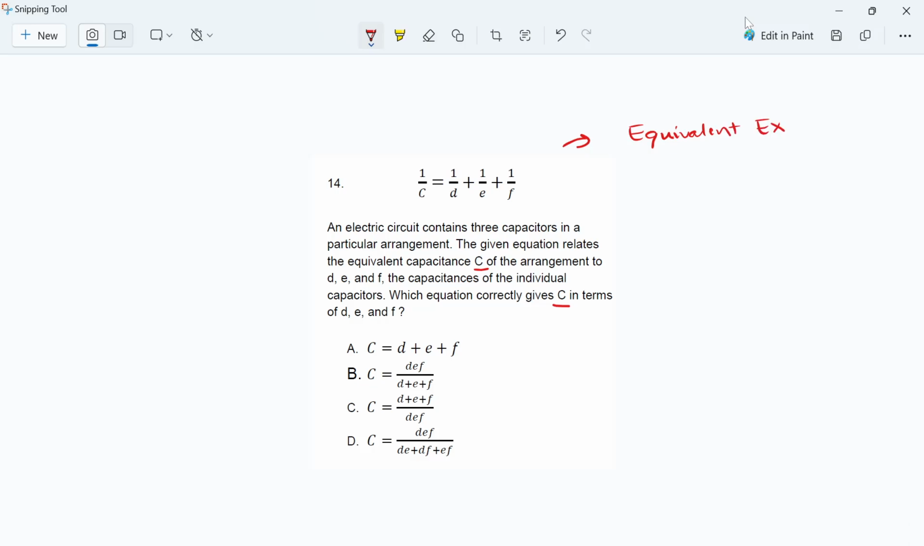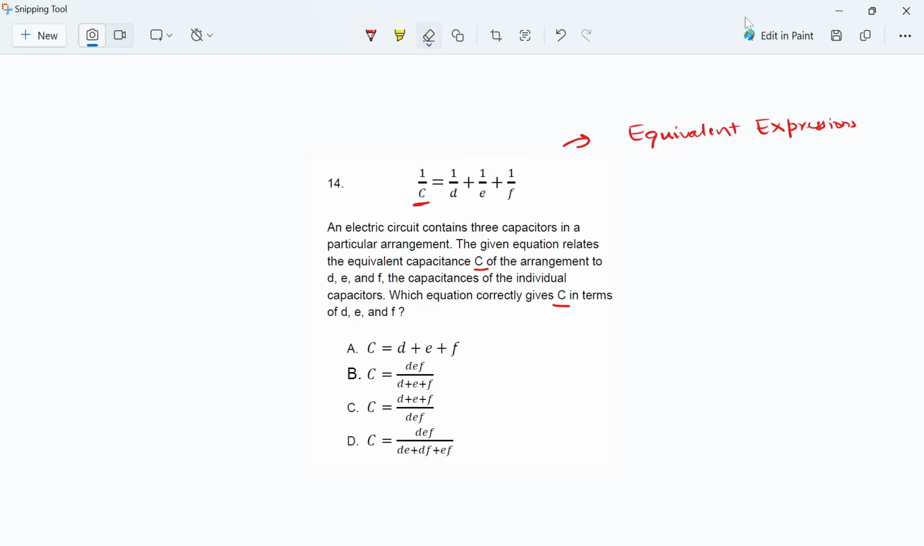This has nothing to do with physics or the capacitors. Although I remember doing this topic in my 10th or 11th grade, when capacitors are arranged in parallel, then to find the equivalent capacitance, this is the formula that we use. Now, this is the value of 1 over C, and we have to find the value of C.